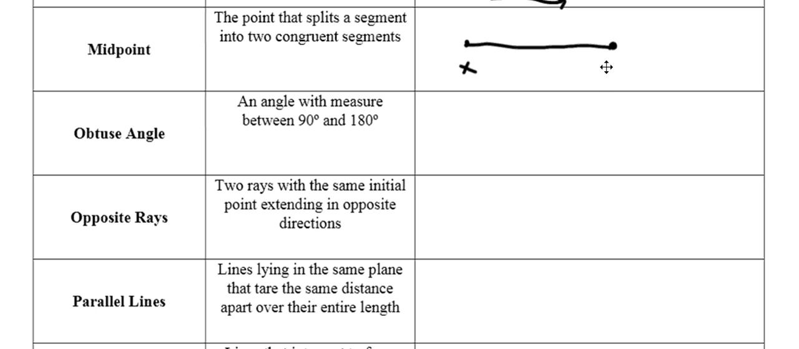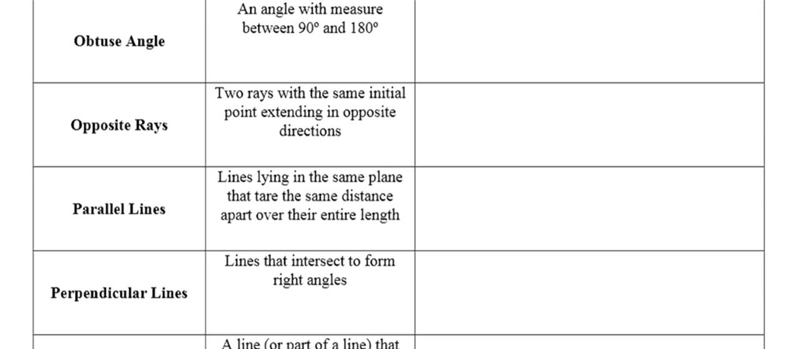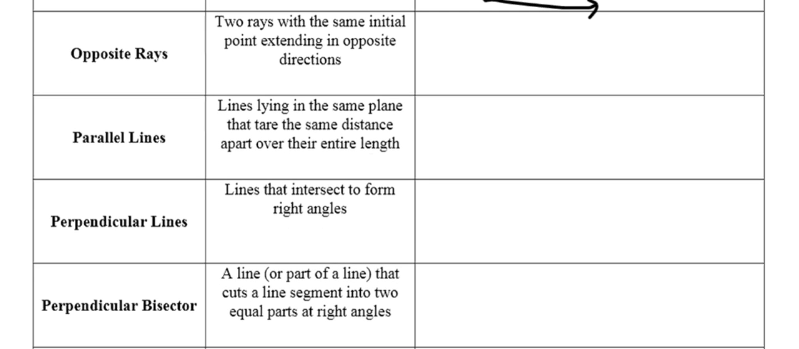If this is my line segment XY, the midpoint is going to be the point that divides that into two congruent segments. And again, the way that I'm going to indicate that those two segments from X to M and from M to Y are congruent is to put the same hash mark in each. Obtuse angle, you should remember, is an angle whose degree measure is greater than 90 but less than 180. Opposite rays are going to be two rays that have the same starting point but extend in opposite directions.